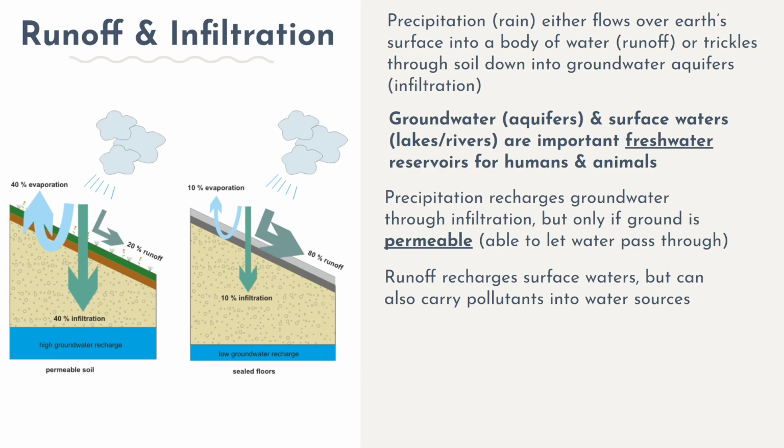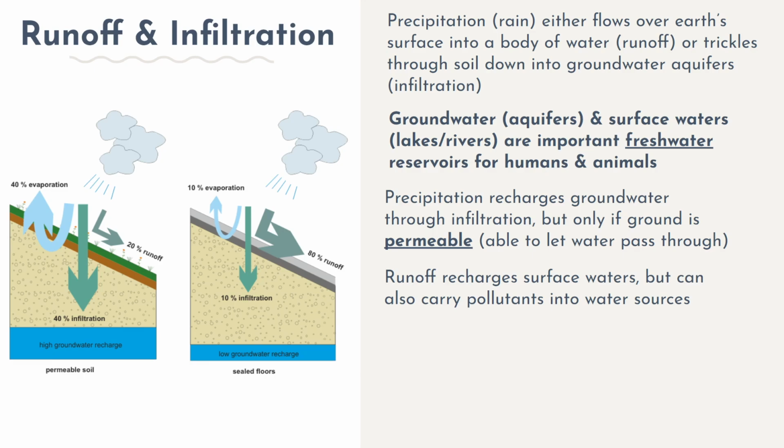Runoff will recharge surface bodies of water, which are important drinking sources for humans and important sources for agriculture. But they also recharge groundwater, which can be especially important water sources in dry areas where humans have to use a well to draw water from the ground. Remember that precipitation is going to recharge groundwater only if that water falling can infiltrate the soil.